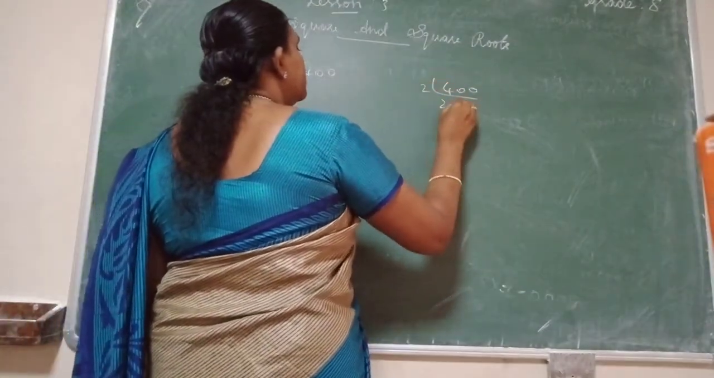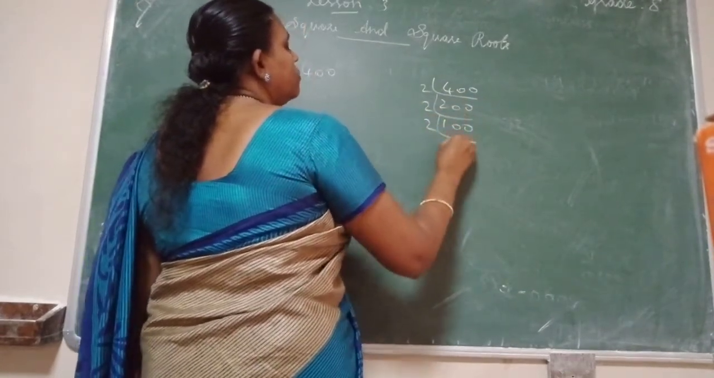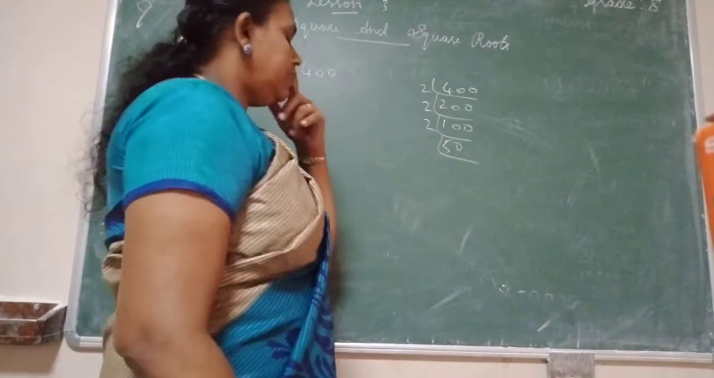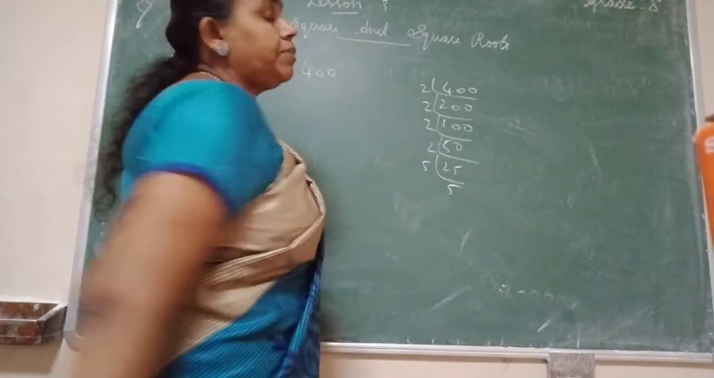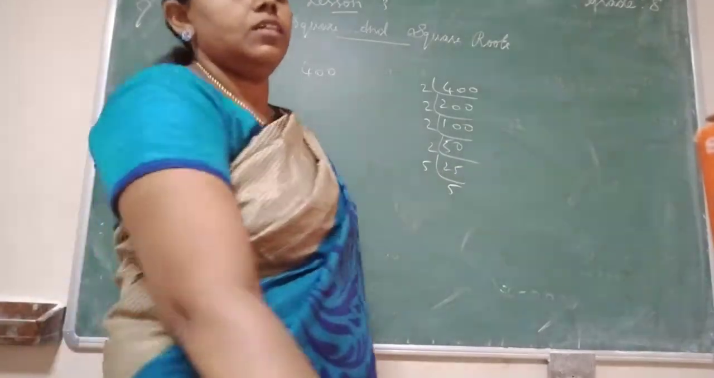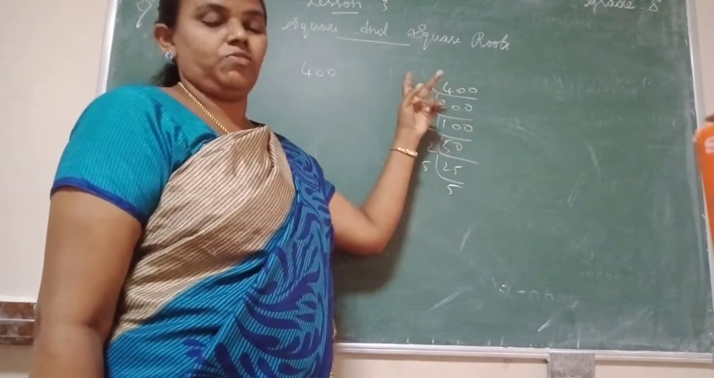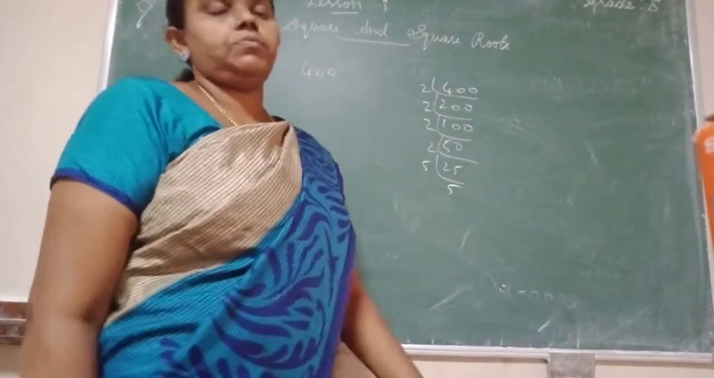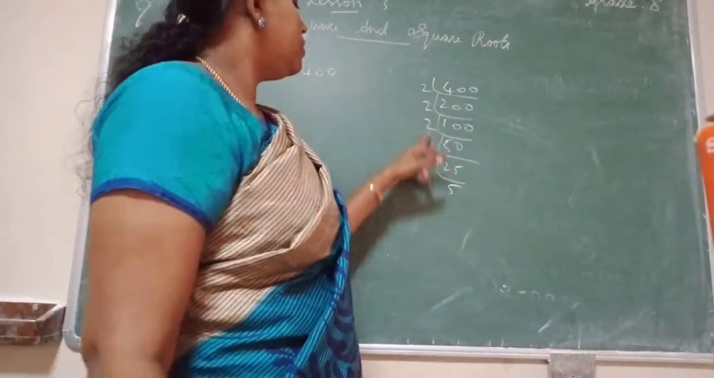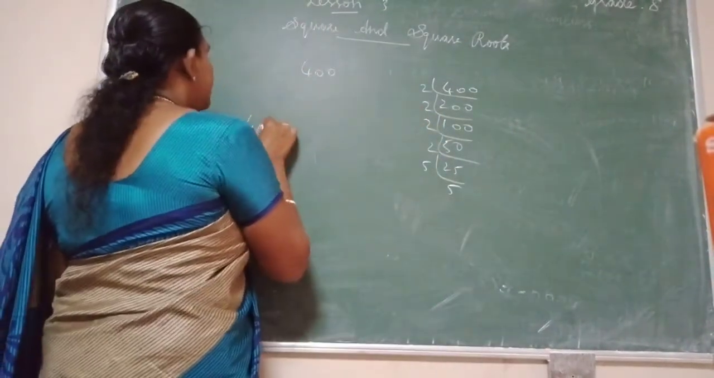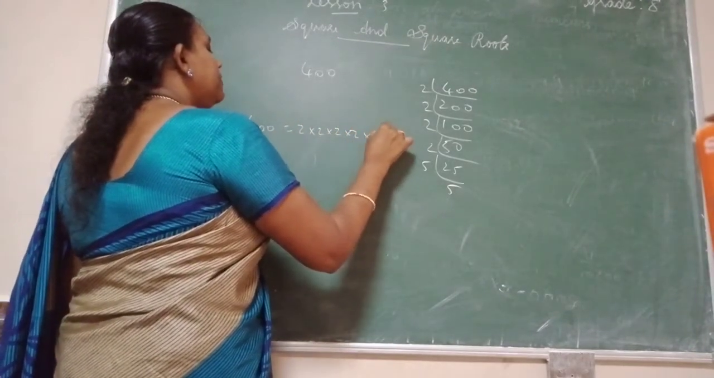So we are going to use the prime factorization method. 400, 2, 200. 2, 100. Then 2, 50. And again an even number, 2, 25. So 5 fives are 25. Since the last digit is 0, I can use 2 or 5 or 10. First we have to go from the lowest prime number. 2 is the lowest, even prime number. So 400 can be written as 2 into 2 into 2 into 2 into 5 into 5.